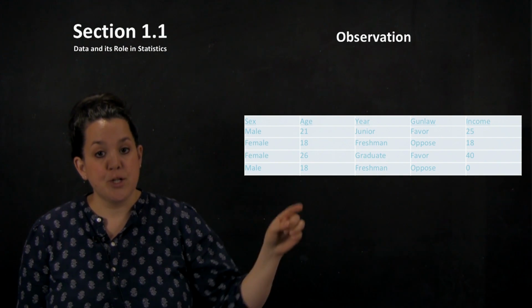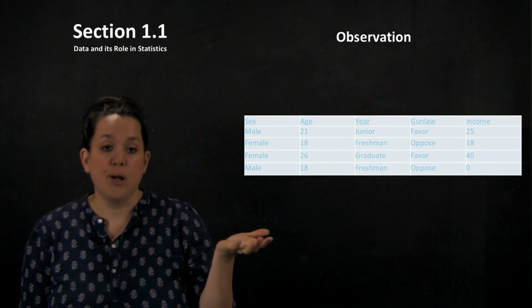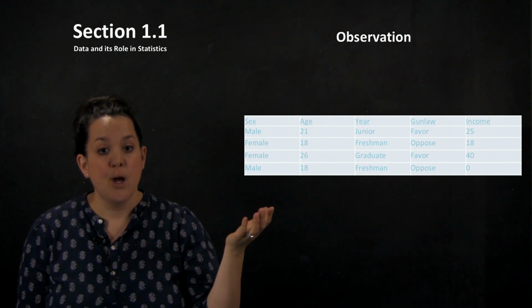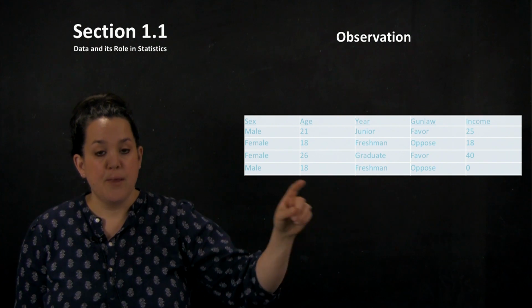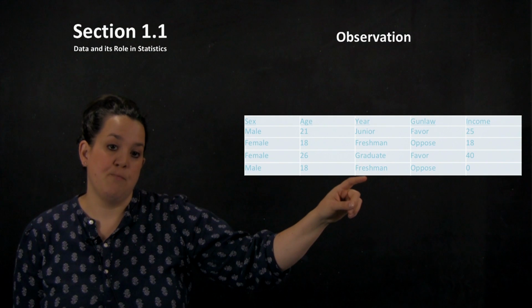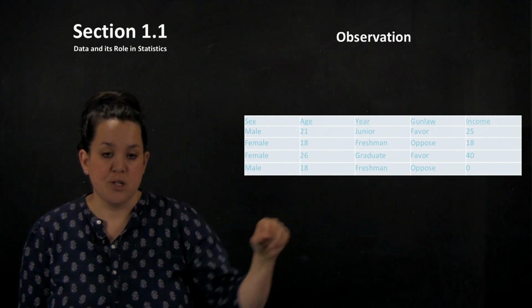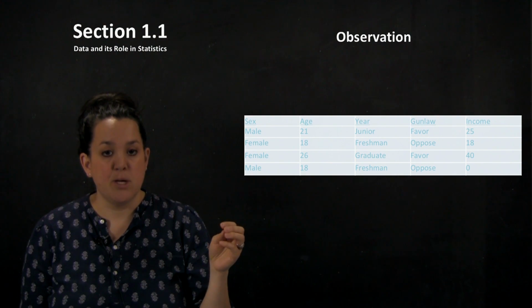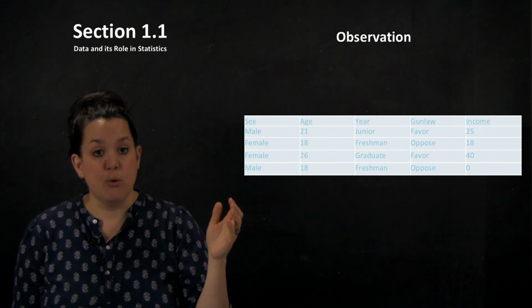So then observations are going to represent just one row in the data set, or an individual, a single individual, or a single tree, or a single person. So here an observation is going to be this row. That's the male with his age being 18, his year in school being a freshman. So all of that is referring to just one person. So it tends to be that a row in the data set is going to be an observation. So that's a single individual out of the group.